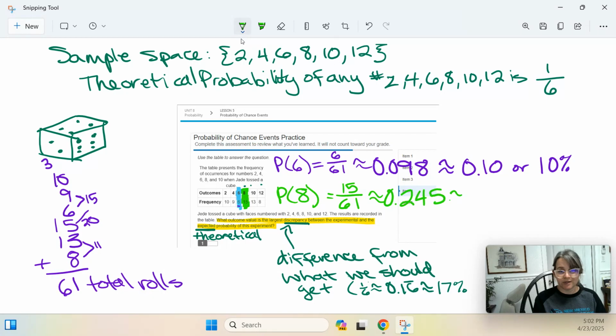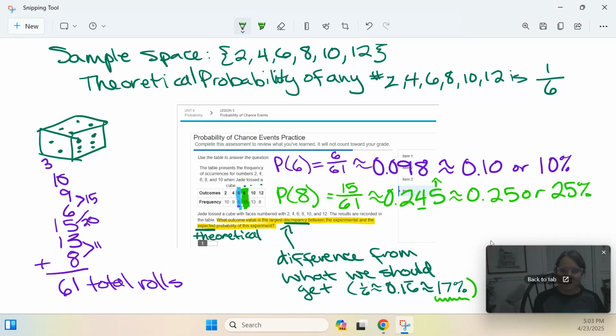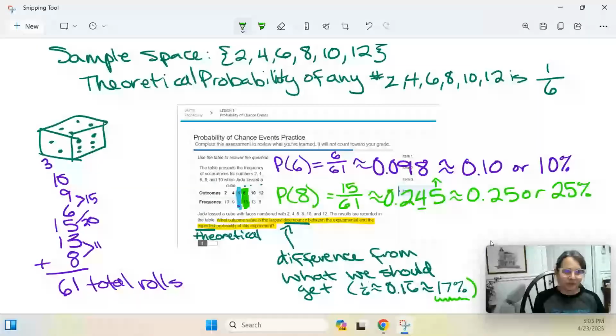0.245, which I'm going to round up. If I round to the hundredths place, the 5 is going to round it up to 0.25 or 25%. Okay, so now which one is the bigger discrepancy? Okay, so I'm going to say if this 17% is normal, which one is more abnormal, getting 10% or getting 25%?